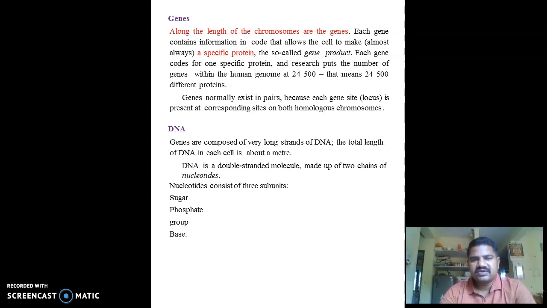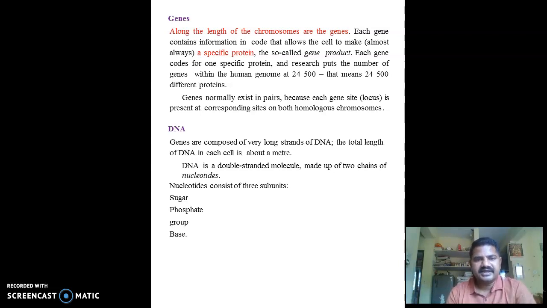Now these genes normally exist in pairs because each gene site is present at a corresponding site on both homologous chromosomes. So these genes will be in pairs, and each gene will produce a type of protein. That protein will decide the function of that particular cell and therefore the particular tissue.